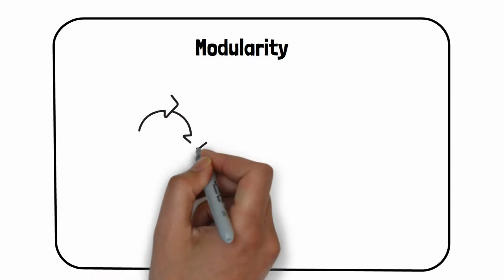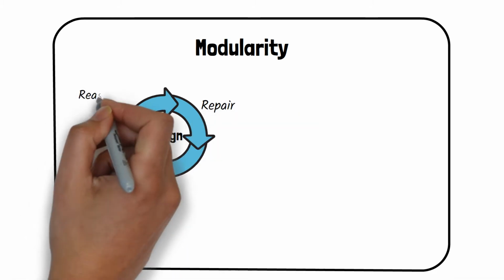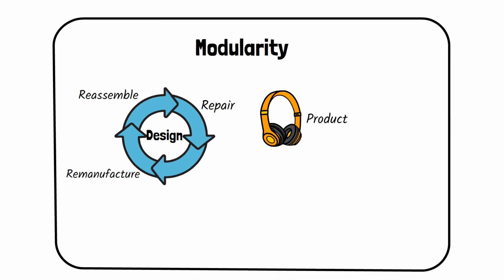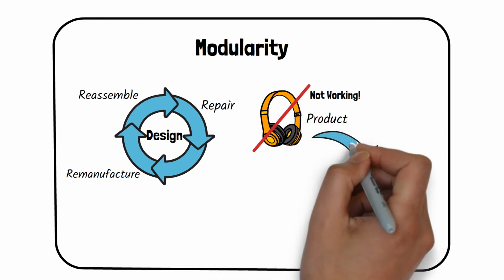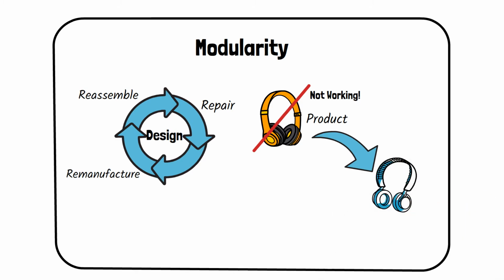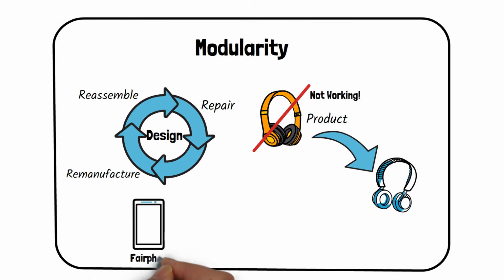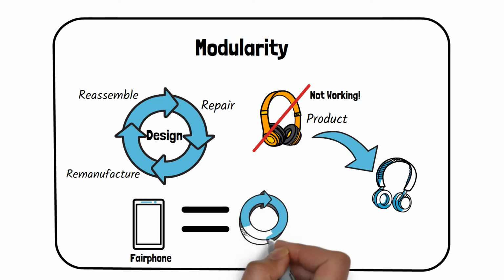Modularity. The designing of the products should be in a way that they are easier to repair, remanufacture, and reassemble. Imagine we have one product here. The design of this product should be so that when it's damaged, part of it can be used somewhere else. This way, the value of the material or product can be in the value chain for a long period of time. Fairphone is the great example in this category. With this phone, if the phone is accidentally damaged, only components can be replaced instead of the whole phone.